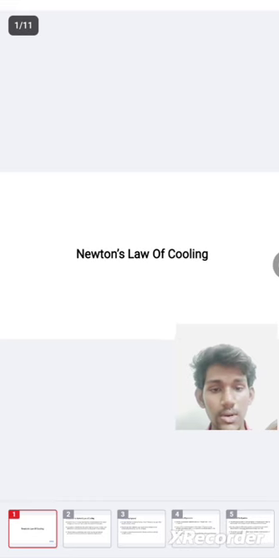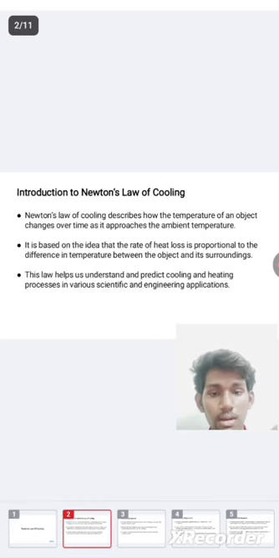Today we will discuss Newton's law of cooling. Introduction to Newton's law of cooling. Newton's law of cooling describes how the temperature of an object changes over time as it approaches the ambient temperature.